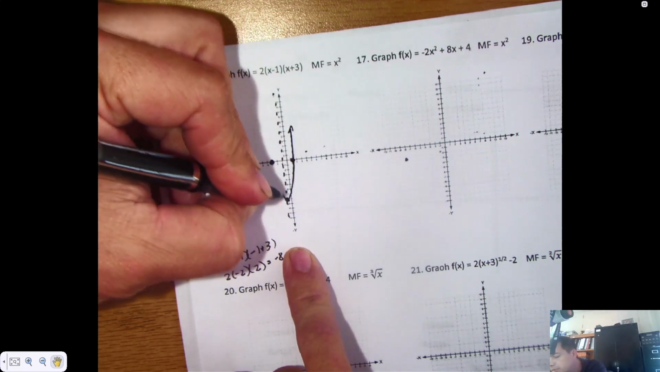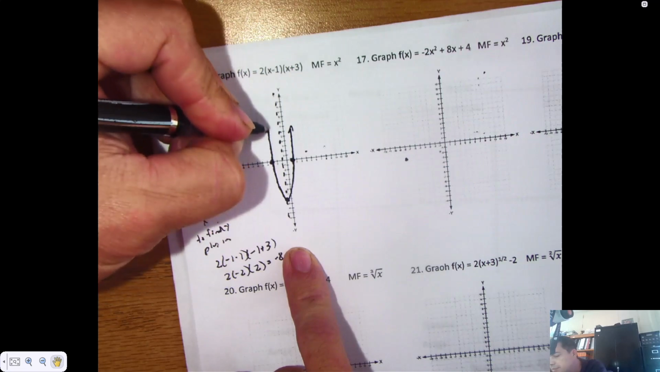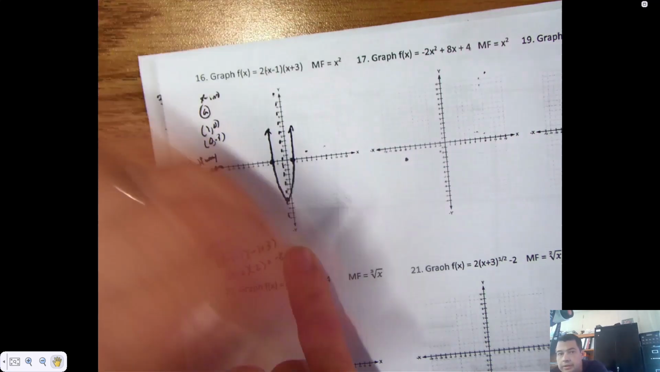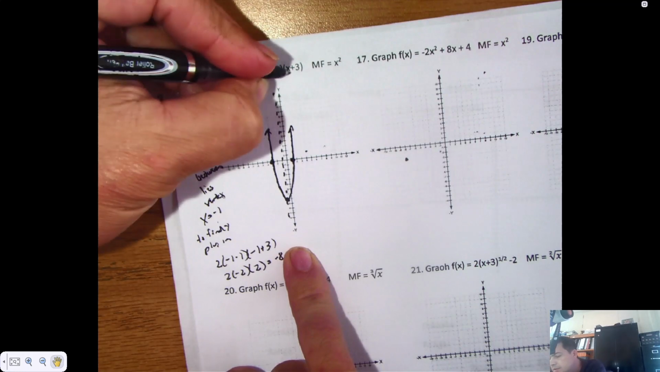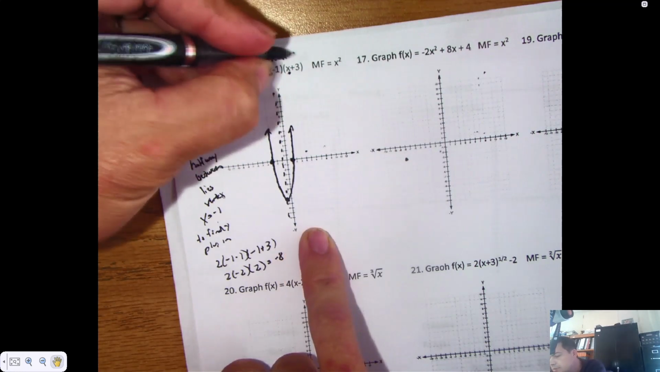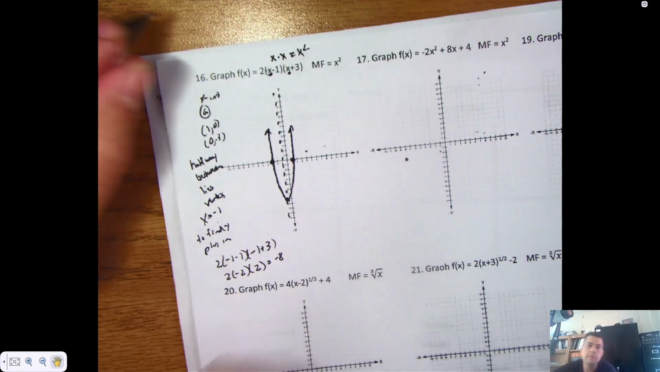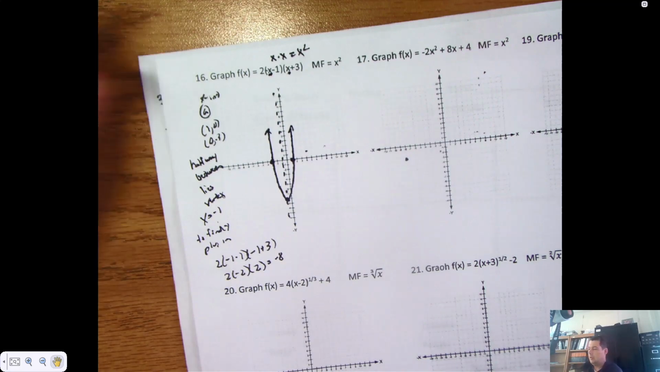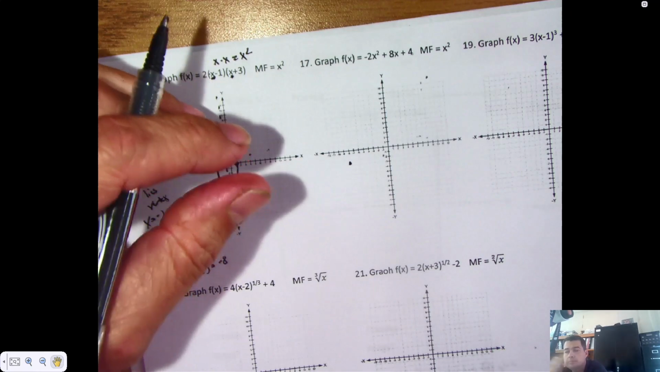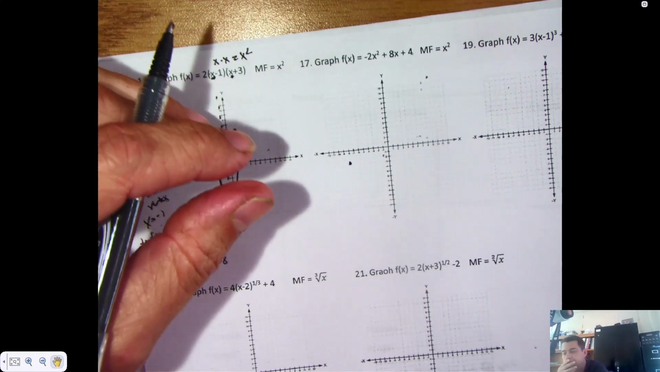I know it's a parabola because the mother function is x to the second, because x times x is x squared. X times x equals x squared. That's how I know it's the mom function. Number 17, there's another parabola. Mother function is x squared.